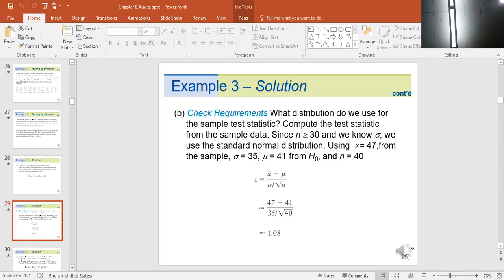What should be our decision? Should we reject or not reject H0? If it is not in the rejection region, should we reject or not reject H0? We will not reject H0. The statistic is what we got from the sample.